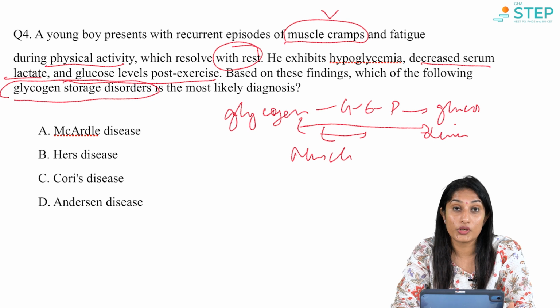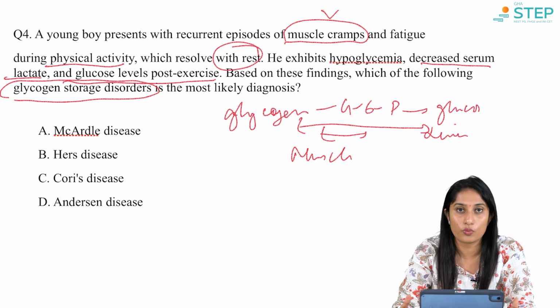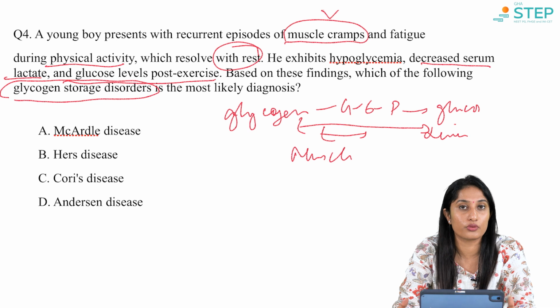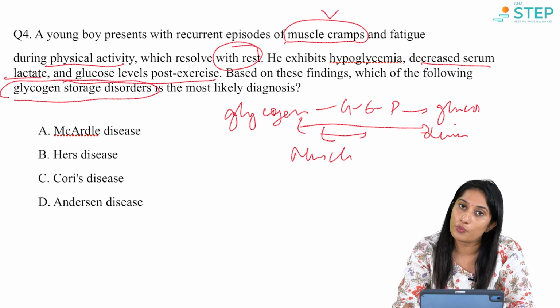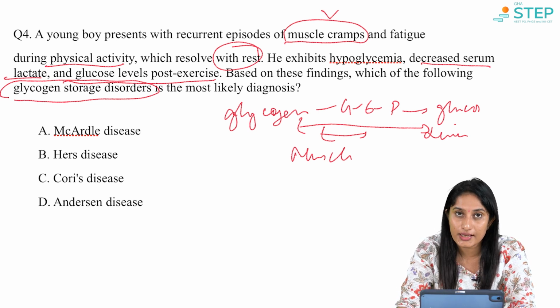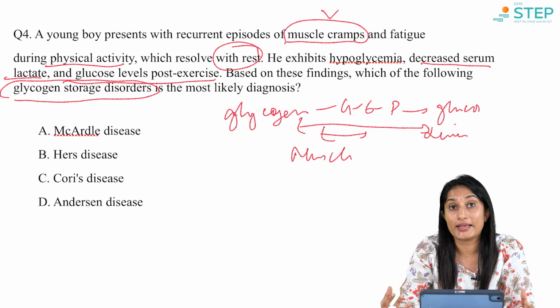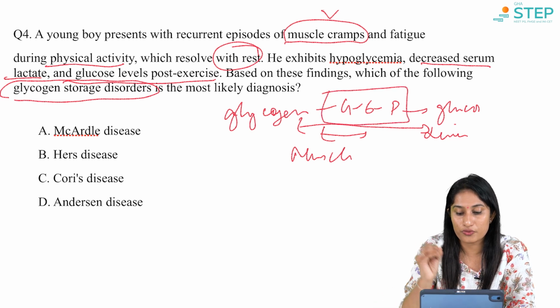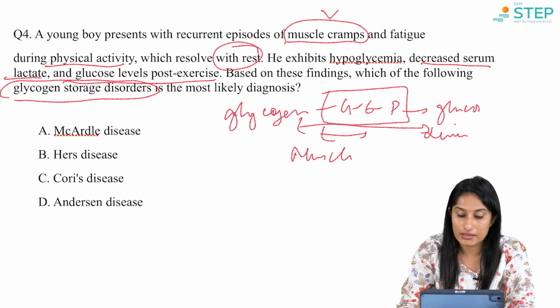Alright. So, we know glycogen is stored in two main organs. One is the liver, one is the muscle. What is the purpose of the liver glycogen? The purpose of the liver glycogen is to maintain the blood glucose homeostasis. What is the role of the muscle glycogen? Is to provide ATPs to the muscle. So, it stops at glucose 6-phosphate which enters the glycolysis pathway.